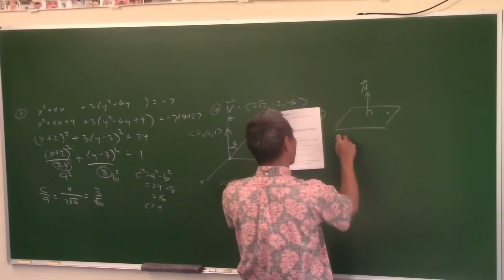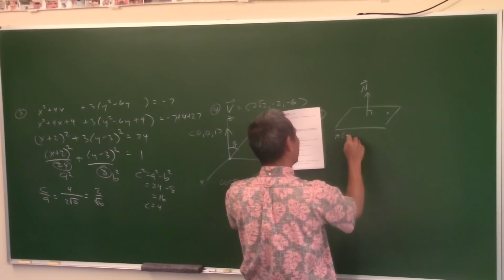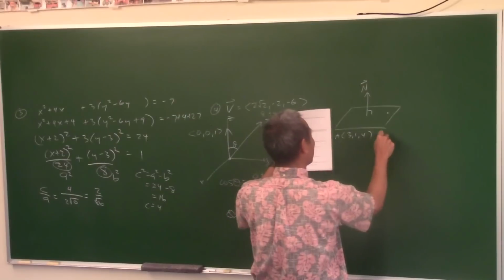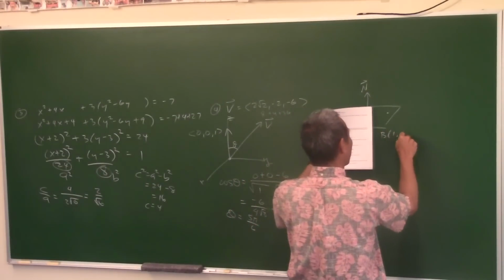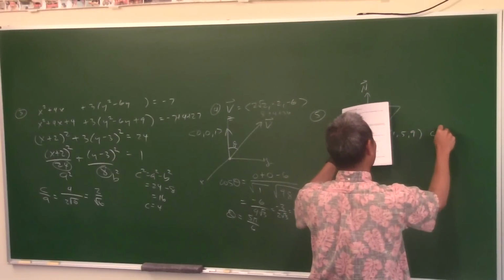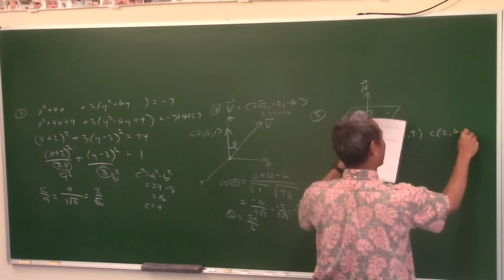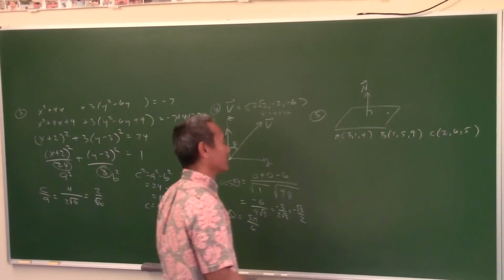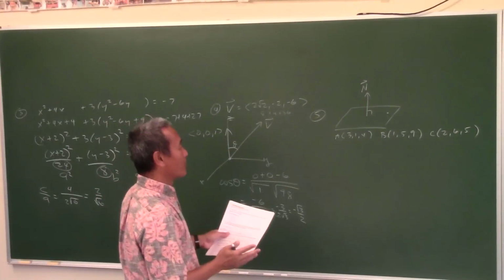Okay, why don't we label them? A is, we don't even need to draw 3, 1, 4. B is 1, 5, 9. These look like the digits of pi for some strange reason. Okay, that's because I wrote it. Okay, so these 3 points lie in the plane.